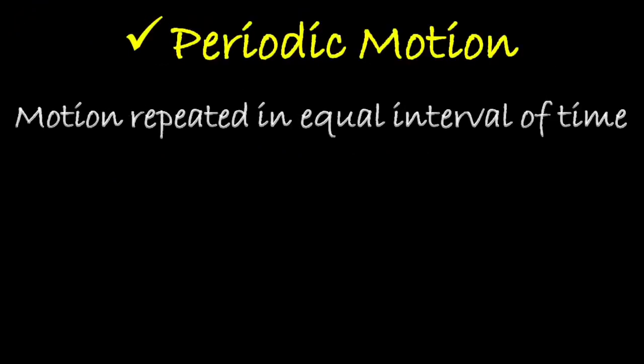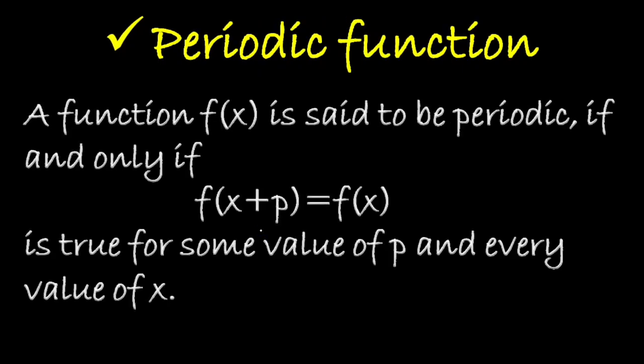Okay. So before that you should know what a periodic motion is. Motion repeated in equal intervals of time, if it is like that, we say that it is periodic. So based on that we define a periodic function. A function f of x is said to be periodic if and only if f of x plus p is equal to f of x is true for some value of p and every value of x.